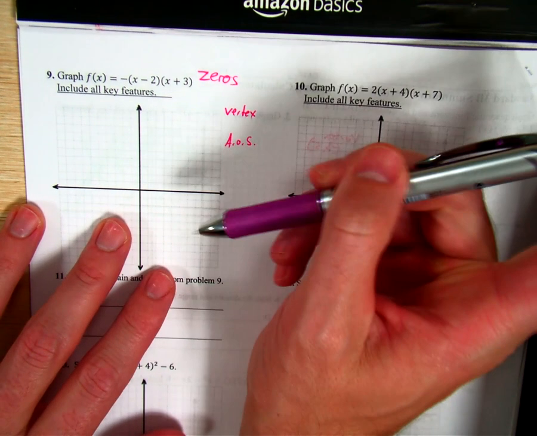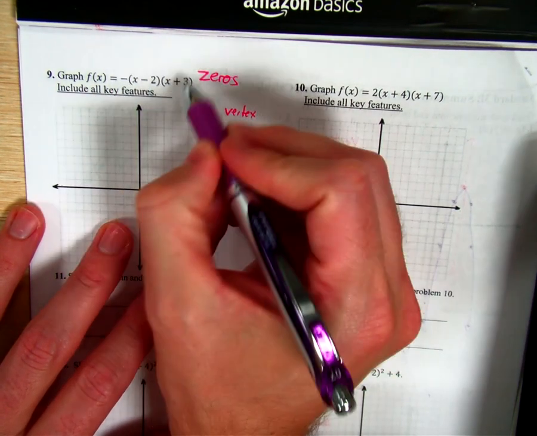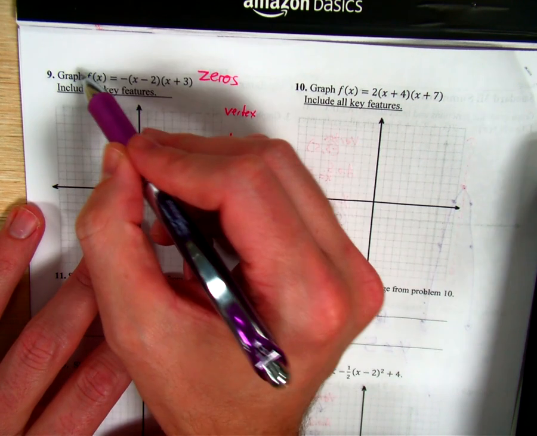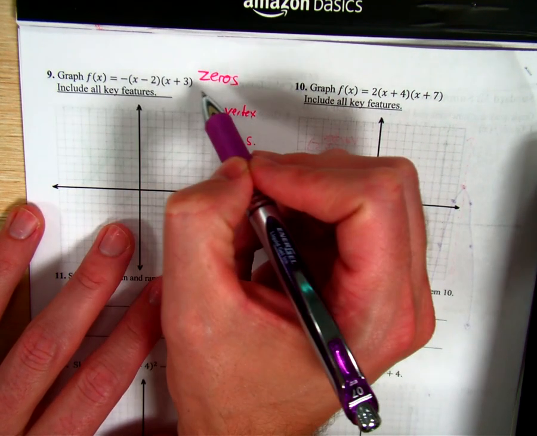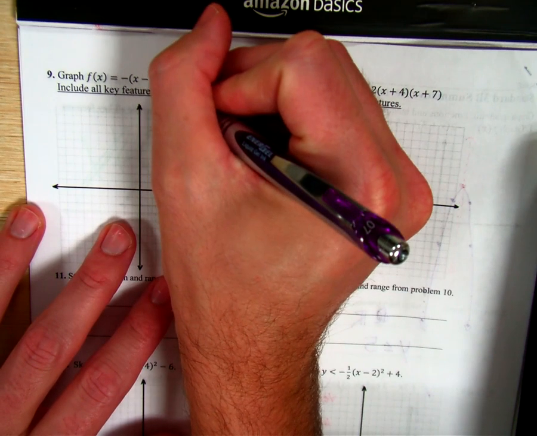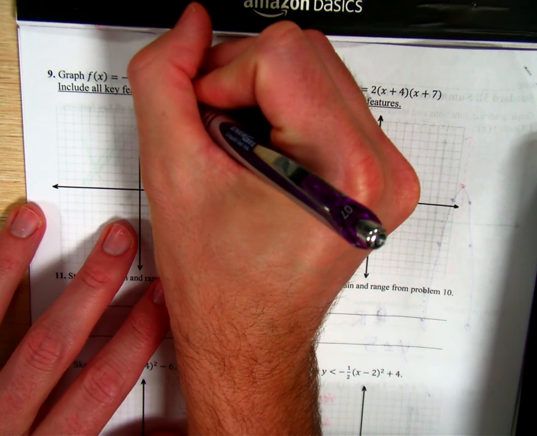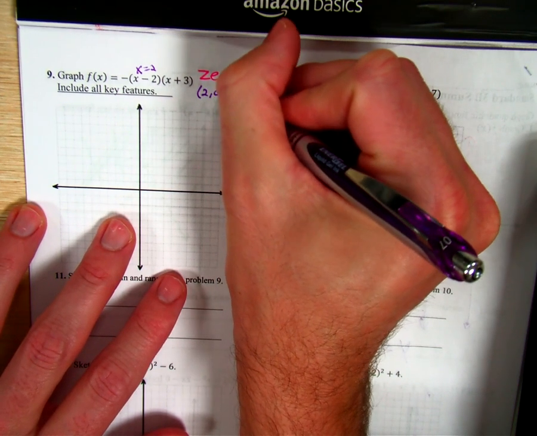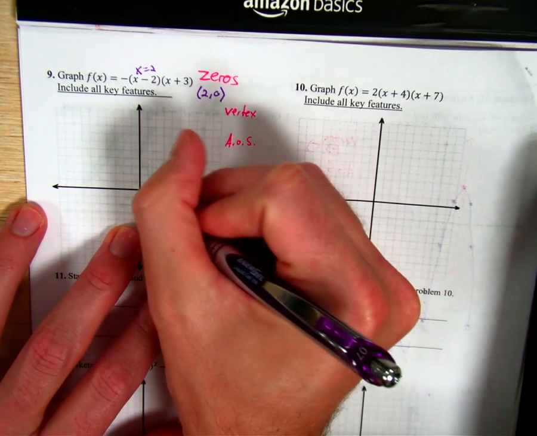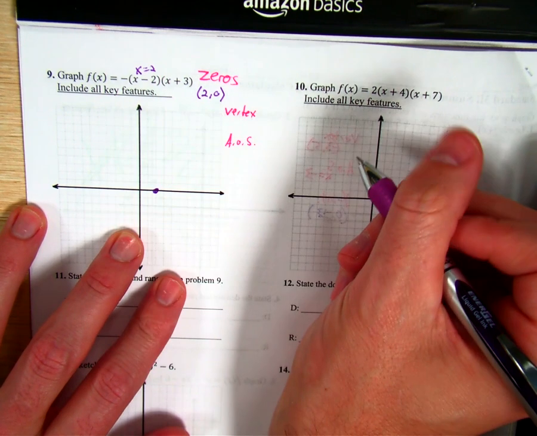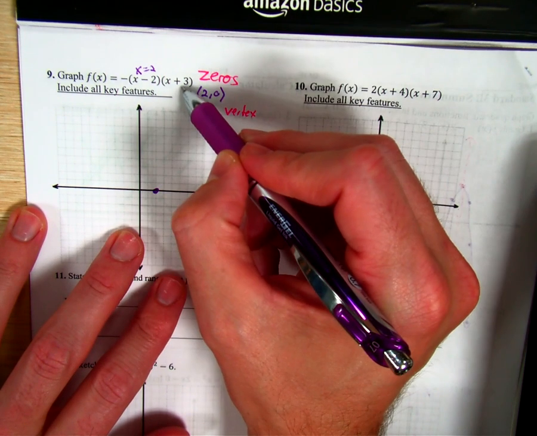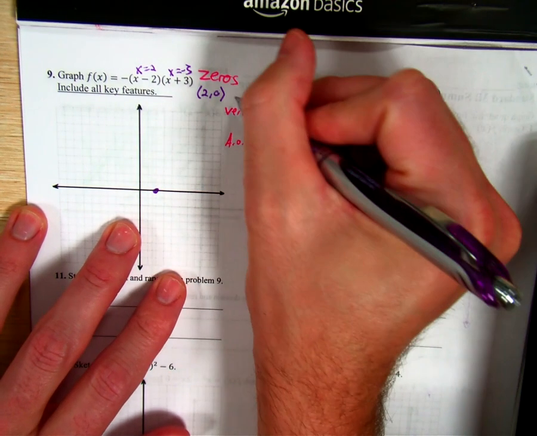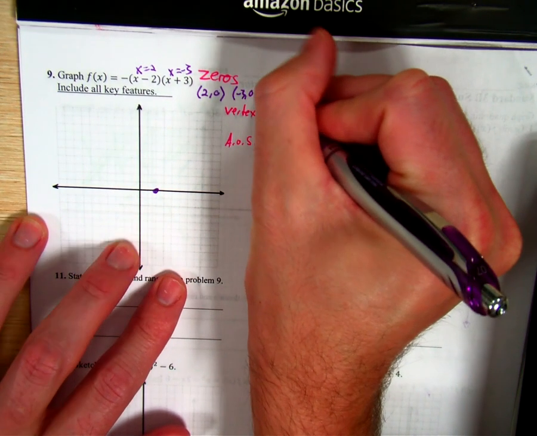Okay, zeros are what makes the whole equation equal 0. So if I have something times something else equals 0, one of the two somethings has to be 0. What makes this first one equal 0? If x was 2, and then we would have 2, 0. What makes our second group equal 0? If x was -3, and then we'd have -3, 0.